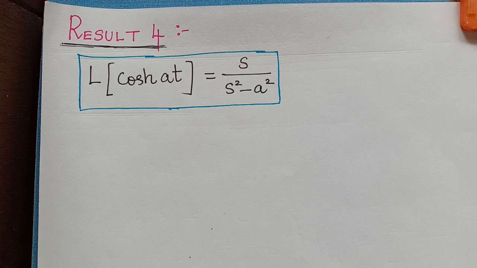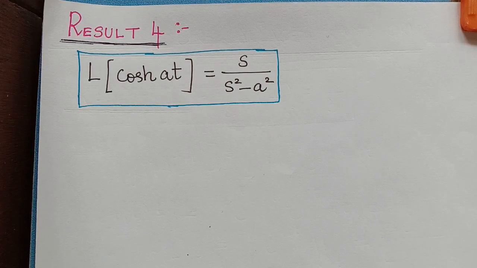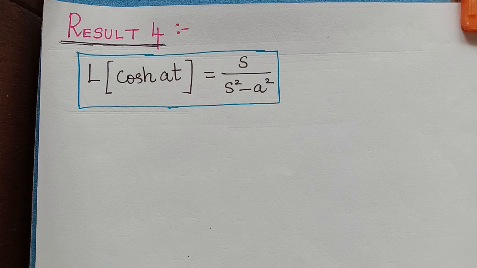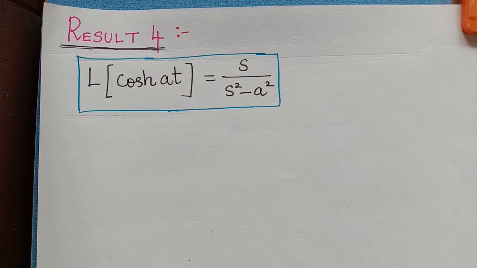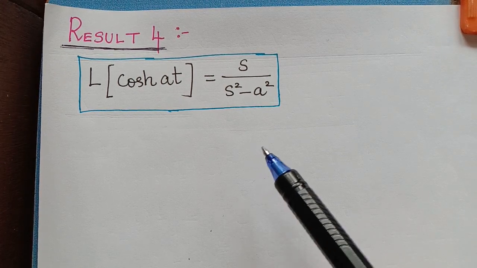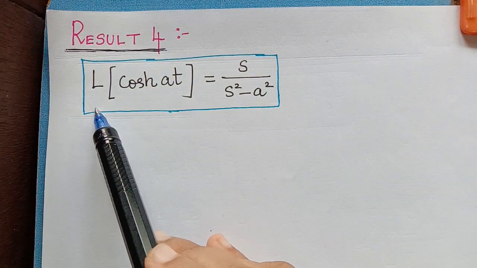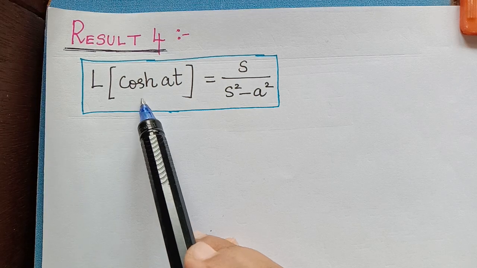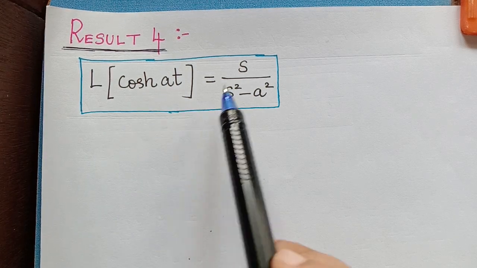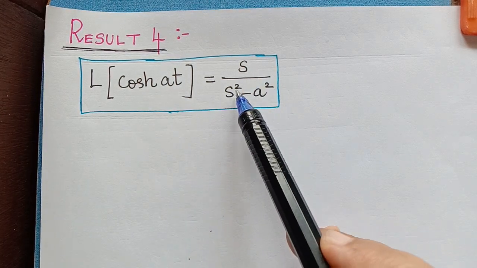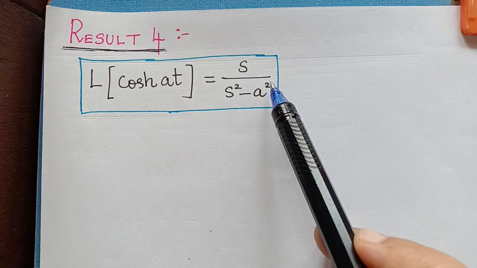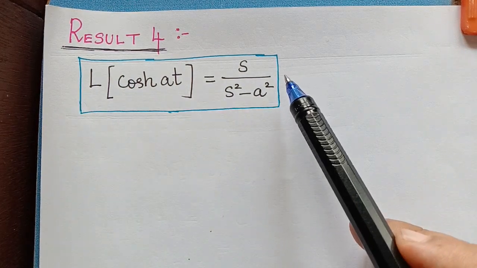Hello students, in our previous video lecture, we learnt result 1, 2 and 3. Now here we are going to learn result 4 and 5. Result 4 says that Laplace transform of cosh at is equal to s by s square minus a square. Now we shall prove this result.